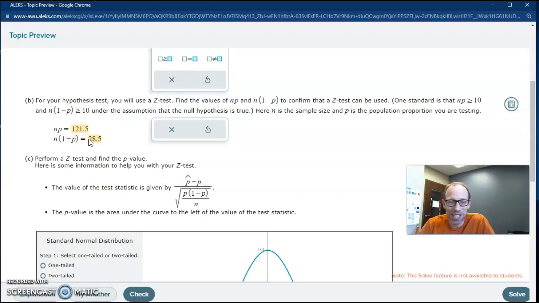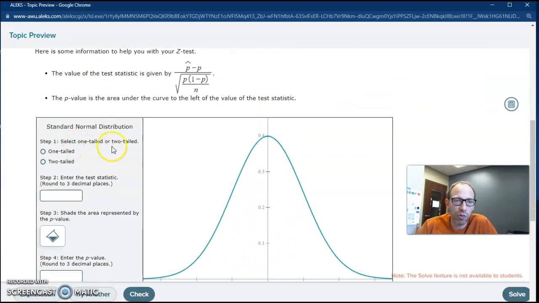What would you do if it's not over 10? I don't think they would put a question like that in here, because then you couldn't really conduct the test, unless the whole question focused on whether or not np or n(1-p) were greater than or equal to 10. In reality, if you got that, it would be a little tricky. You'd probably want to either increase your sample size, or carry out the test and then just mention it as a limitation. So are we doing one tail or two tail?